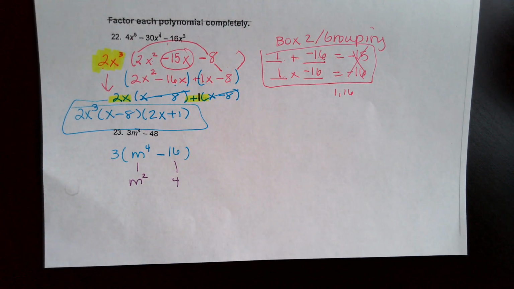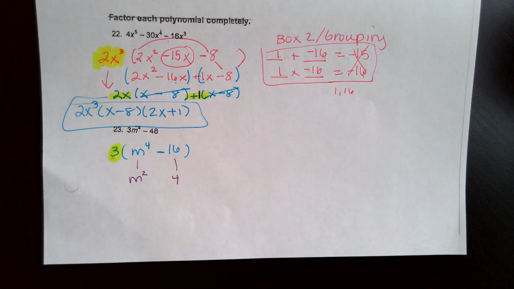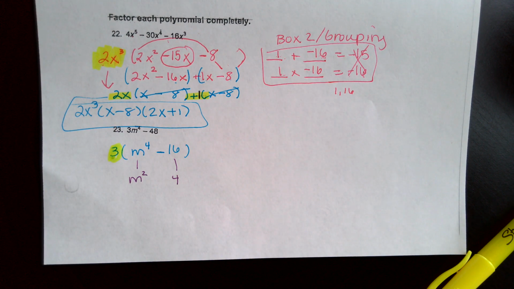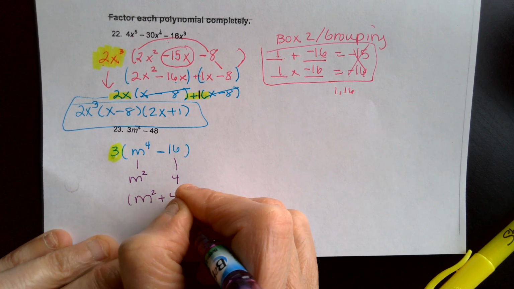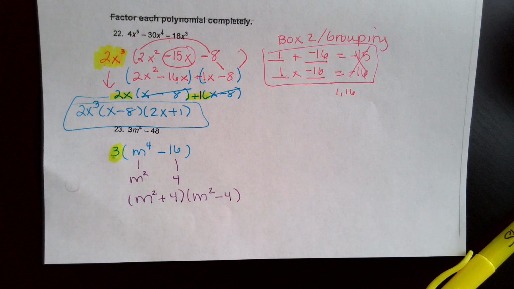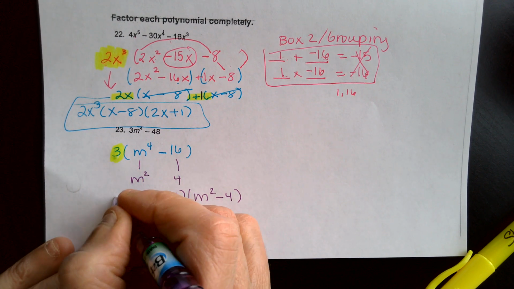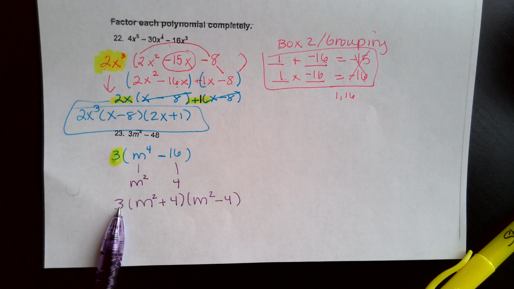So again, I do not want to forget that 3. And this is again one of those situations where we just forget that guy out front. So I'm going to do m squared plus 4 and m squared minus 4. And I don't want to forget that. So I put it out front. And we analyze again. That's fine.